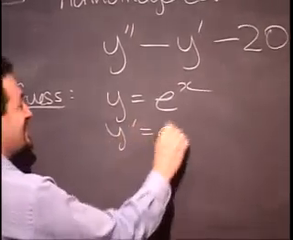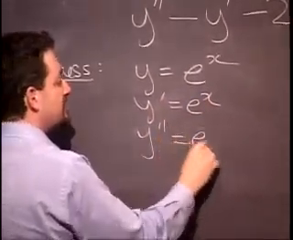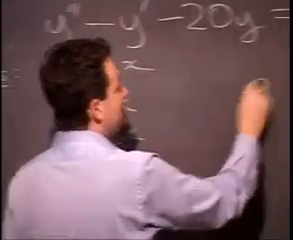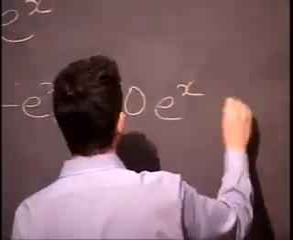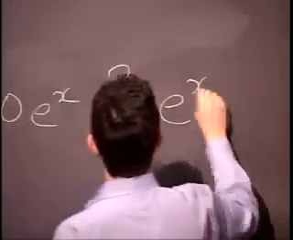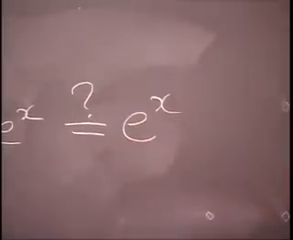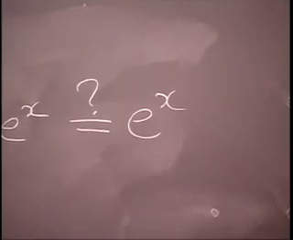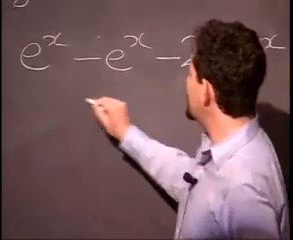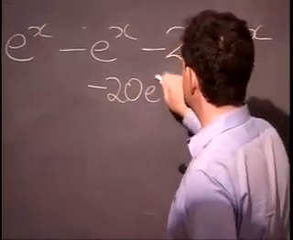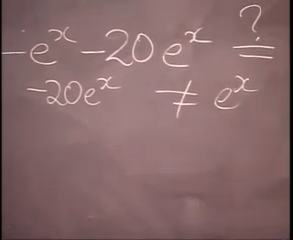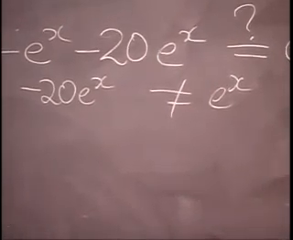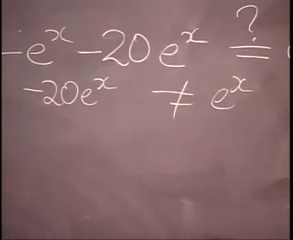y' is e^x in that case, and y'' is e^x too. So we'll plug it in, and we get e^x - e^x - 20e^x. If that's a solution, this would equal the right-hand side, which is e^x. Okay, so I've just plugged y = e^x into this equation here. The left-hand side is actually -20e^x, and that's certainly not equal to e^x, but it's pretty close. It's got an e^x on both sides, so all I have to do is divide by minus 20.